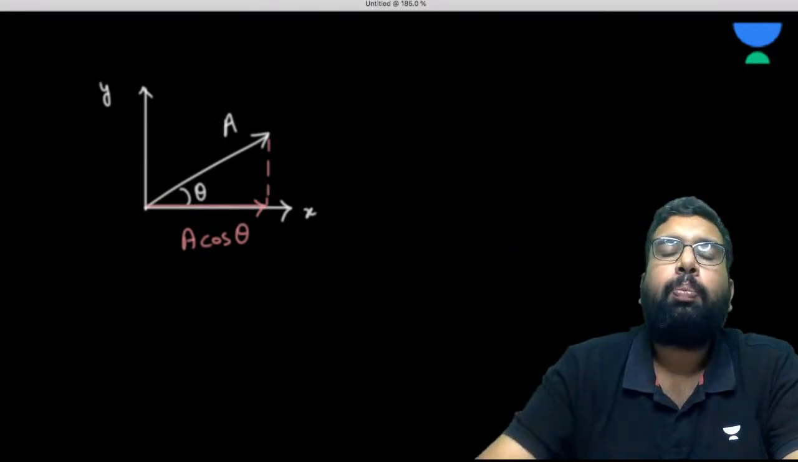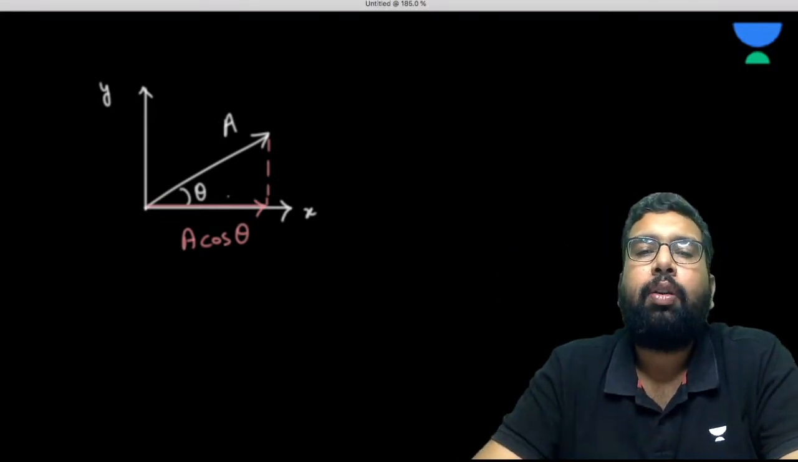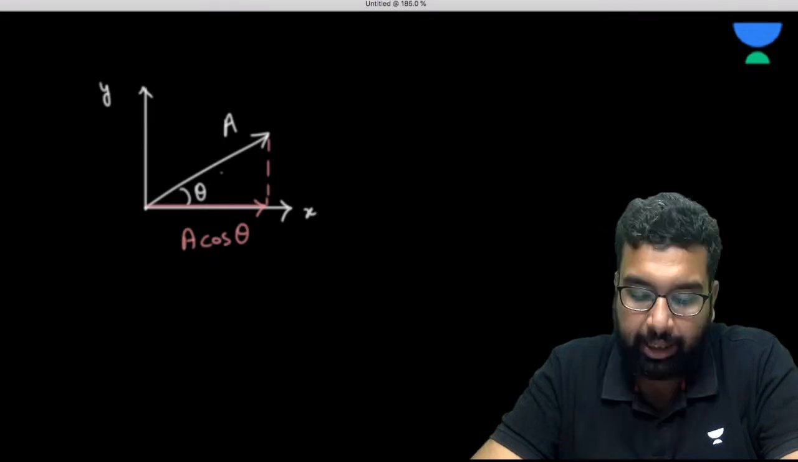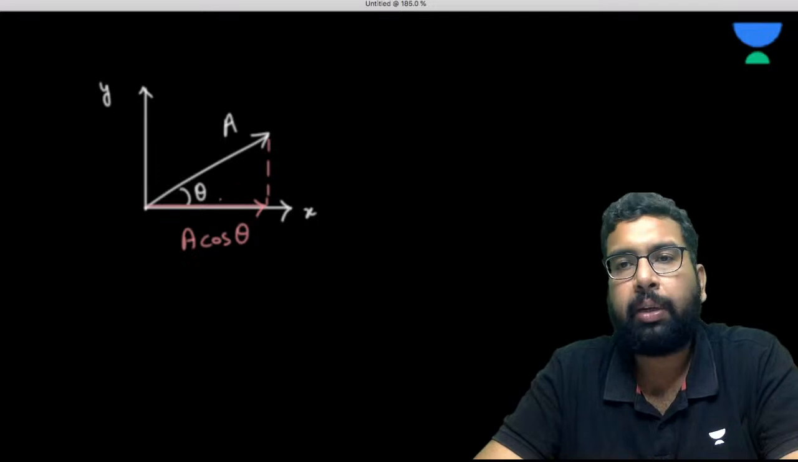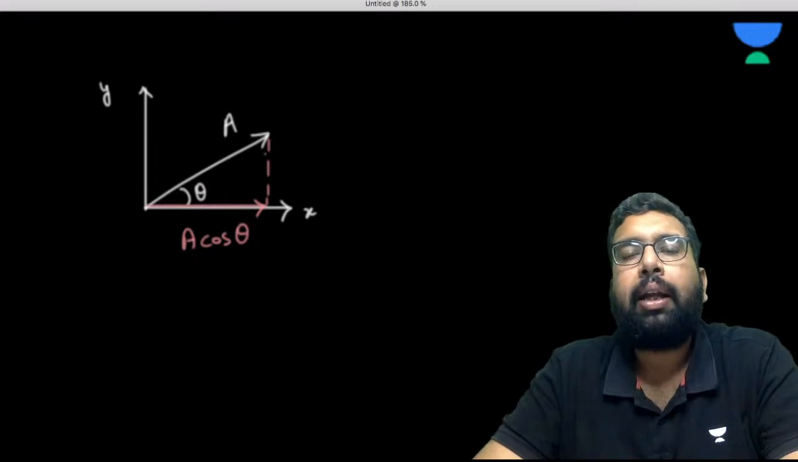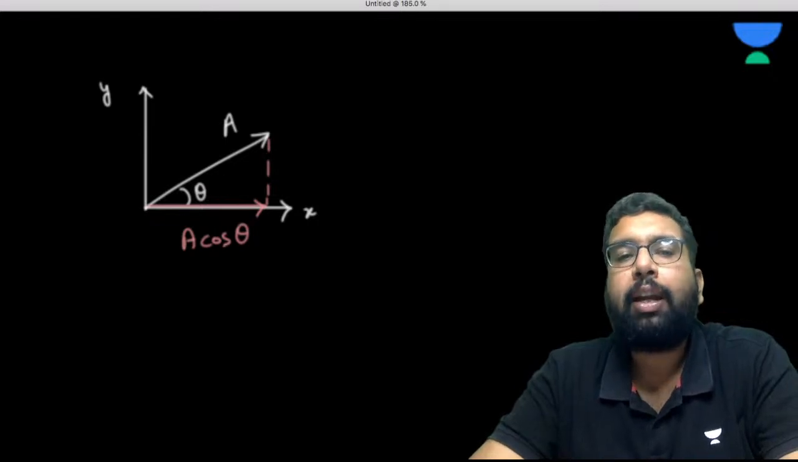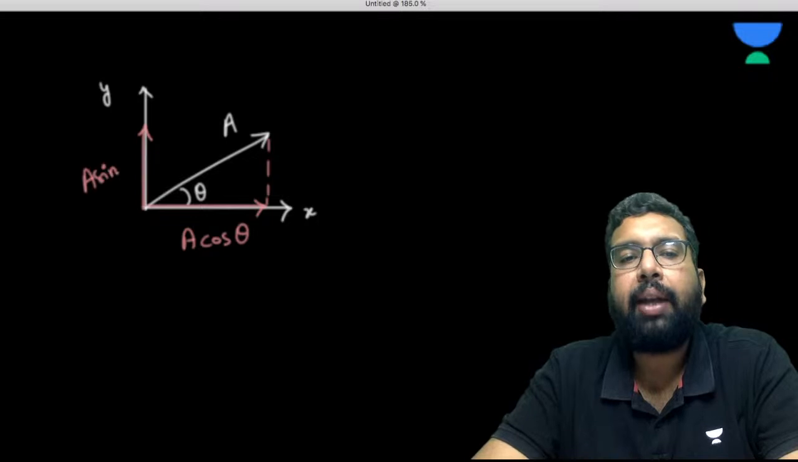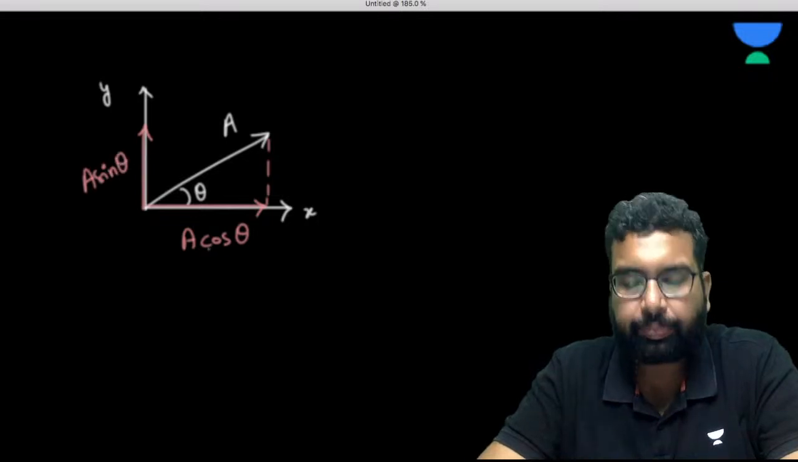Now please understand this. When vector A is making the angle theta with the x-axis, that means it has a component of A cos theta along the x-axis, and along the y-axis it is going to become A sin theta, right? A sin theta.